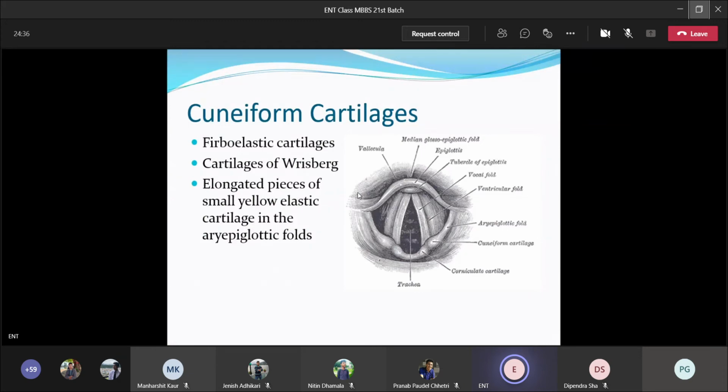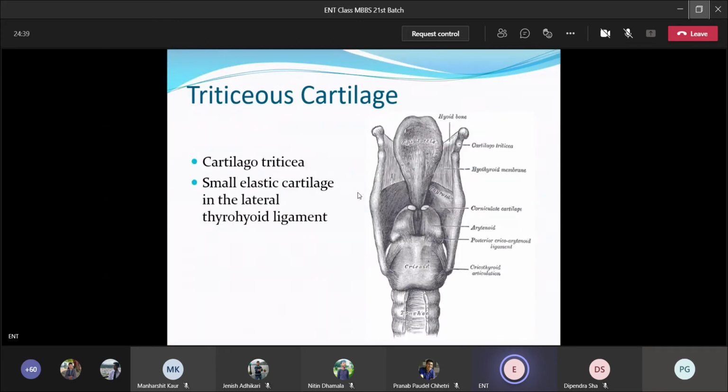Now come to the cartilago triticea. You look in the diagram, it shows the hyoid bone and the cartilago triticea. The cartilago triticea is shown in the diagram, and it is a small elastic cartilage in the lateral thyrohyoid ligament.